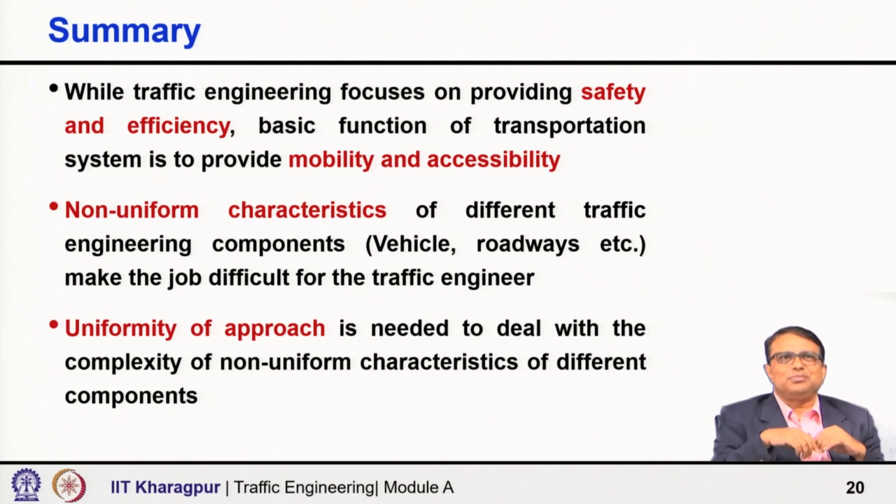So, overall, if I have to summarize this lecture, we said that for traffic engineering, the basic objectives are safety and efficiency, whereas for the transportation system, the basic functions are mobility and accessibility. The non-uniform characteristics of different traffic engineering components make the job extremely difficult and challenging for the traffic engineer, yet uniformity of approach is needed to deal with the complexity of non-uniform characteristics of different components.